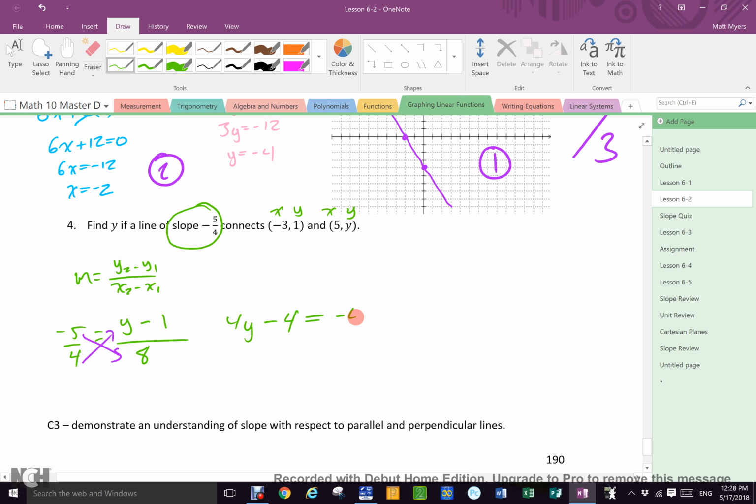40. Negative 40. Solve. Plus 4 plus 4. 4y equals negative 36. Divide by 4. Y equals negative 9. For 2 marks. Making that whole page out of 10.